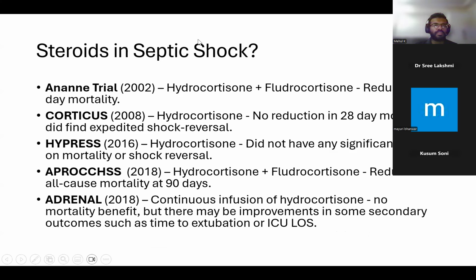Now, a continuous infusion of hydrocortisone is not at all physiological. Physiologically, we don't have continuous secretion of cortisol. That is not how it works. And secondly, nobody uses continuous infusions of hydrocortisone. I have not seen it used in any hospital that I worked in. If you have any other experiences, please let me know. But to my knowledge, this is not something that is commonly done. But anyway, that is what they used in this study, and it showed no mortality benefit, but it might have improved some other outcomes like ICU stay or time to extubation.